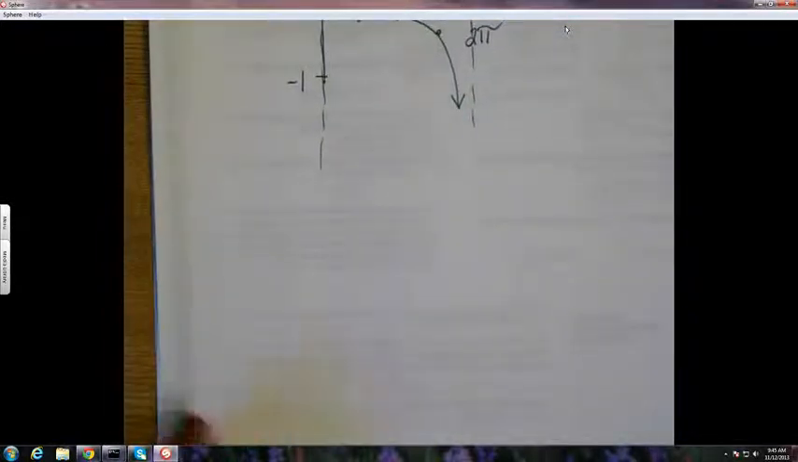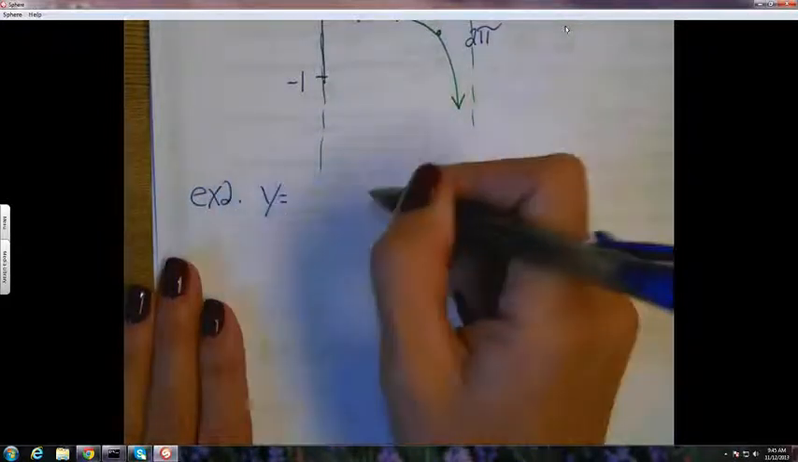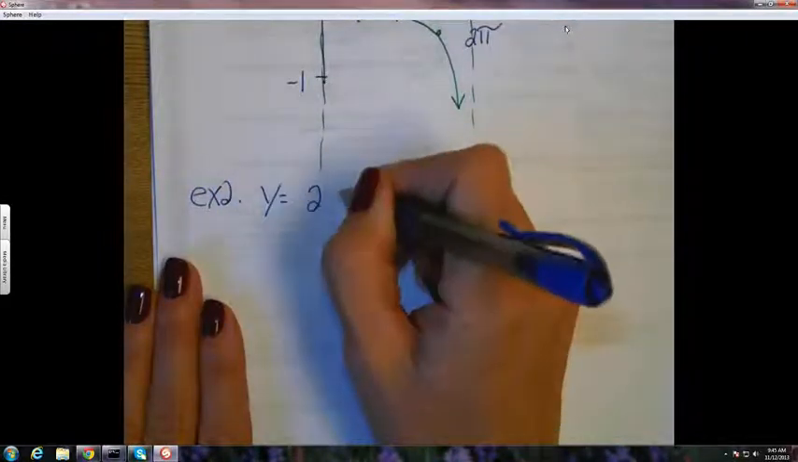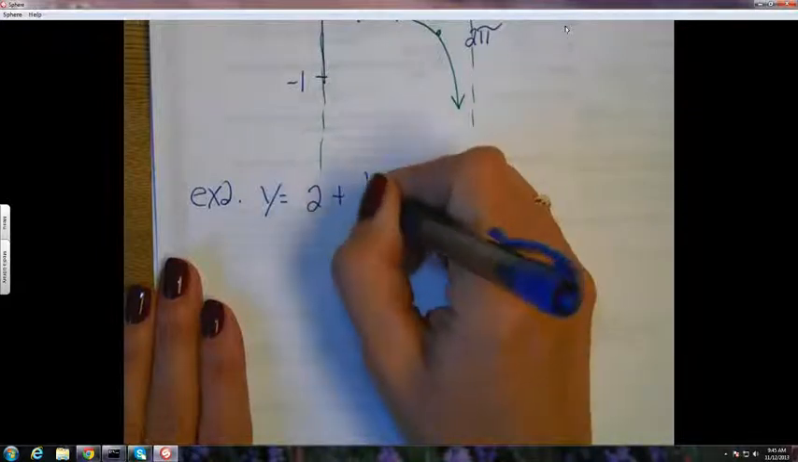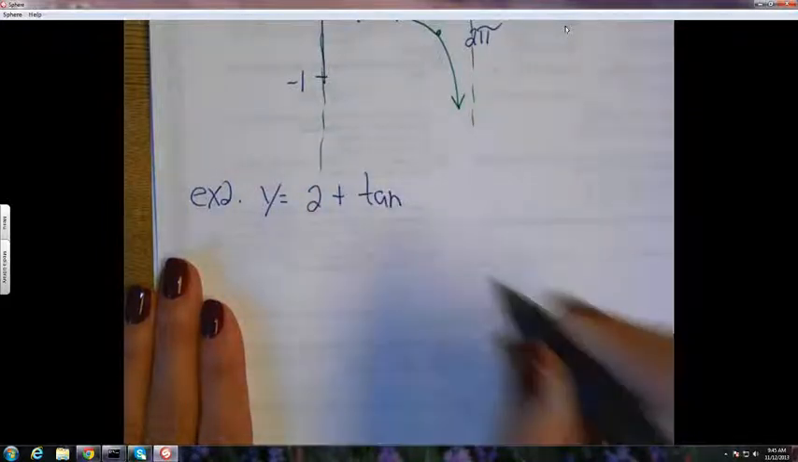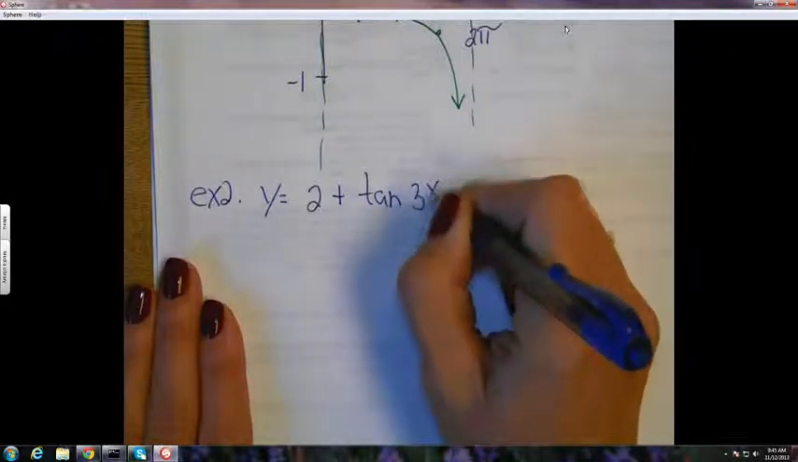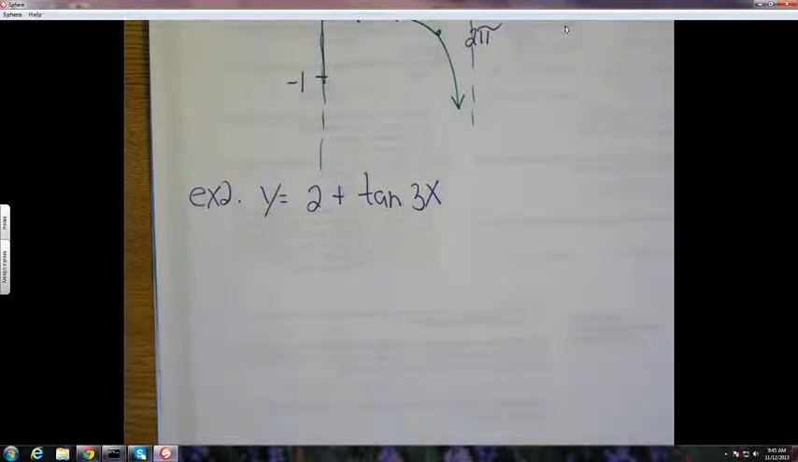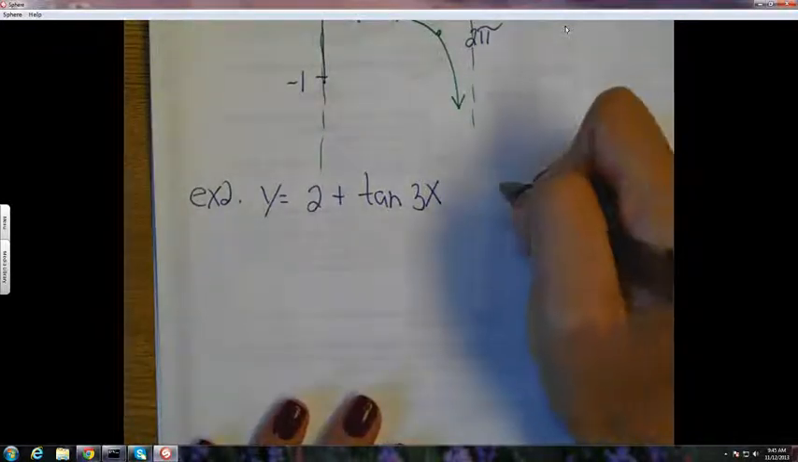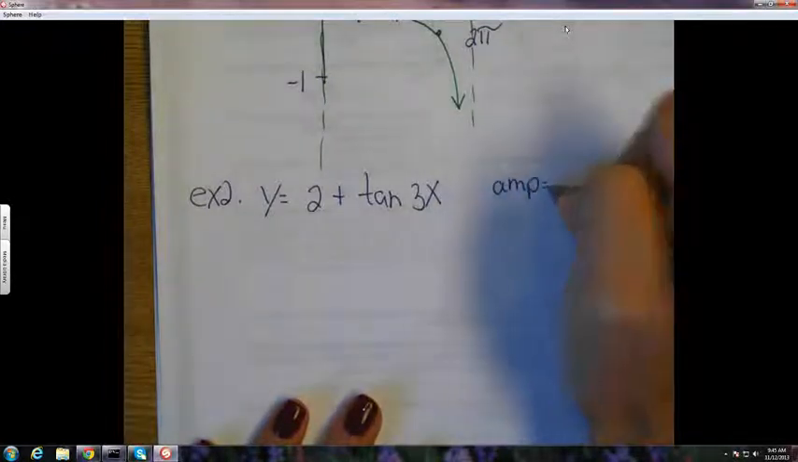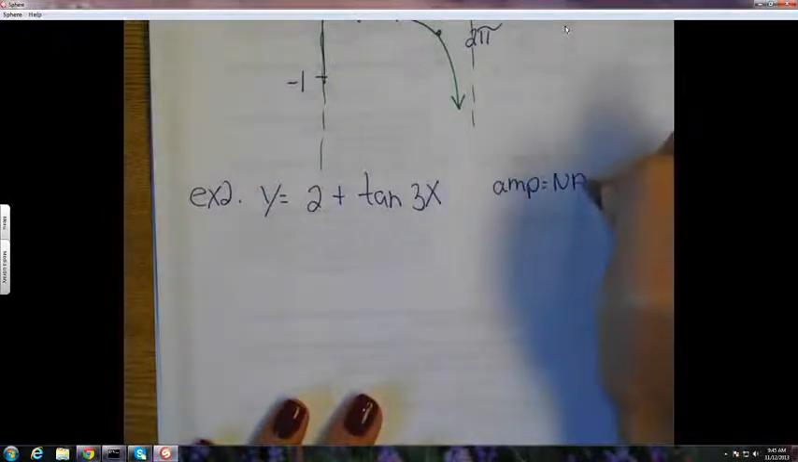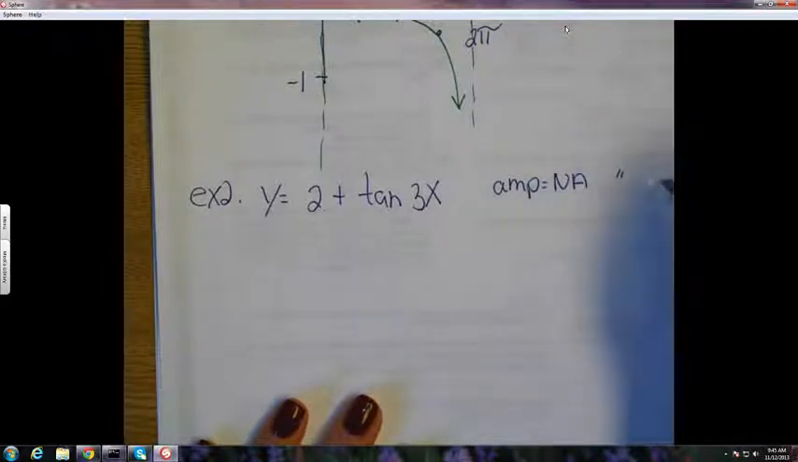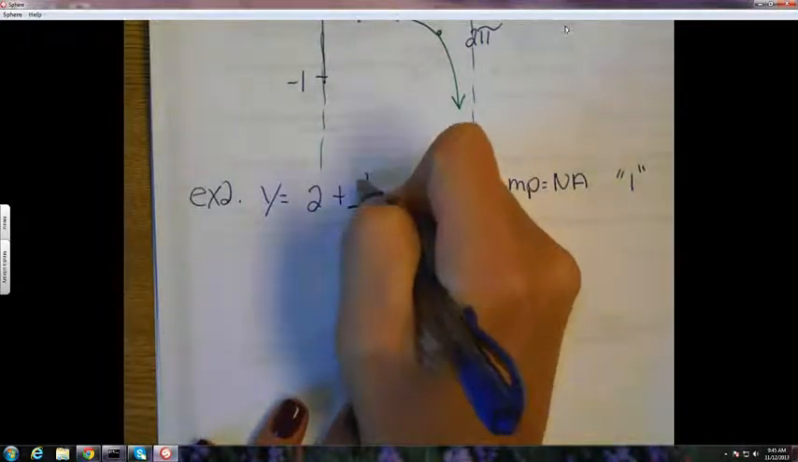Okay, let's go. Number 2. So y equals 2 plus tangent 3x. Tangent, not your friend. Okay, amp. N/A, but the number that's going to help us in here? 1. Because right in front of the tangent, there's no number there, so it's a 1.